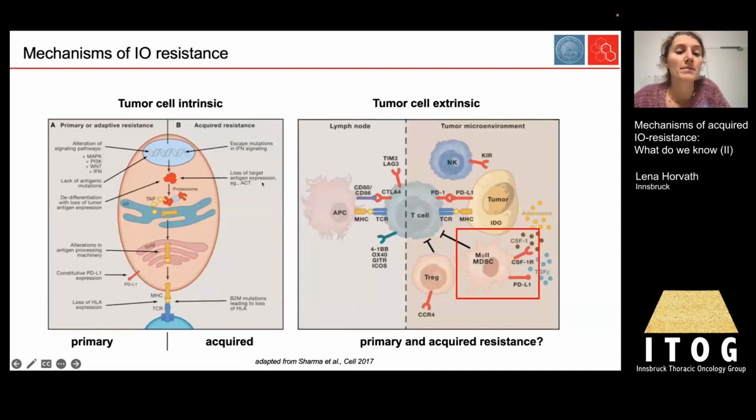We've already heard a little bit about the mechanisms of IO resistance. It's important to understand that there are tumor intrinsic IO resistance mechanisms. These are mechanisms that are derived from the tumor cell itself, and they can be either primary or secondary. And there are also tumor cell extrinsic mechanisms, and these extrinsic mechanisms derive from cells that are in the tumor microenvironment, not from the tumor cell itself. And in this regard, I will talk about the myeloid cell compartment. And it's important to mention here that in the tumor cell extrinsic IO resistance setting, it's not so clear if these mechanisms are actually primary or acquired or secondary.